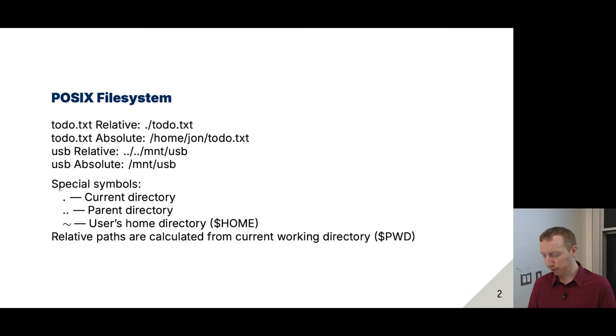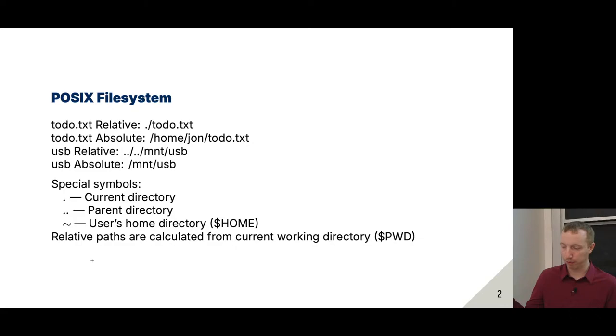So there are some special symbols where a single dot means the current directory. So instead of just todo.txt, I could do ./todo.txt. So dot is just your current directory. And then dot dot is the parent directory. And then this little tilde thing is usually a shortcut to the user's home directory. So in my case, if my user is John, it's probably home/John. So all the relative paths are calculated from the current working directory.